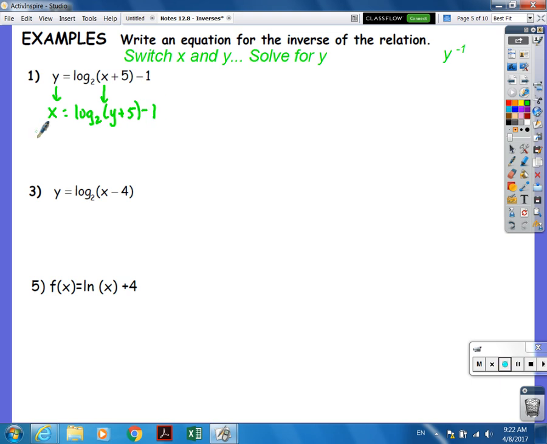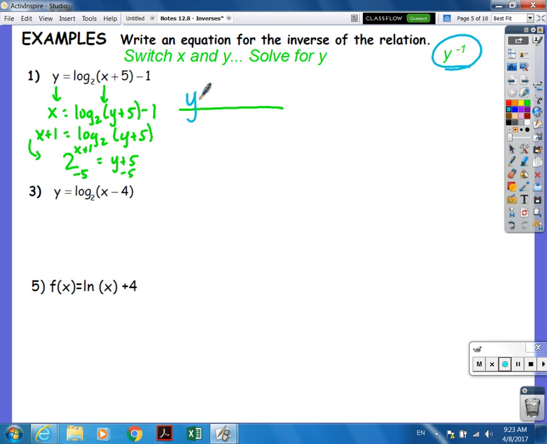So the first thing I want to do is add 1 to the other side, and then I've moved that x value. And then I want to figure out, if I have logs on one side, numbers on another, I use my definition. 2 is my base, so I'm rewriting using exponents. 2 raised to the x plus 1 equals y plus 5. So I'm almost done, but I still have to subtract 5 from both sides. If there were an answer blank, the way I write it for an inverse is using that notation with the little -1. So y inverse equals this right here: 2 to the x plus 1 is an exponent, so it's up high, minus 5.